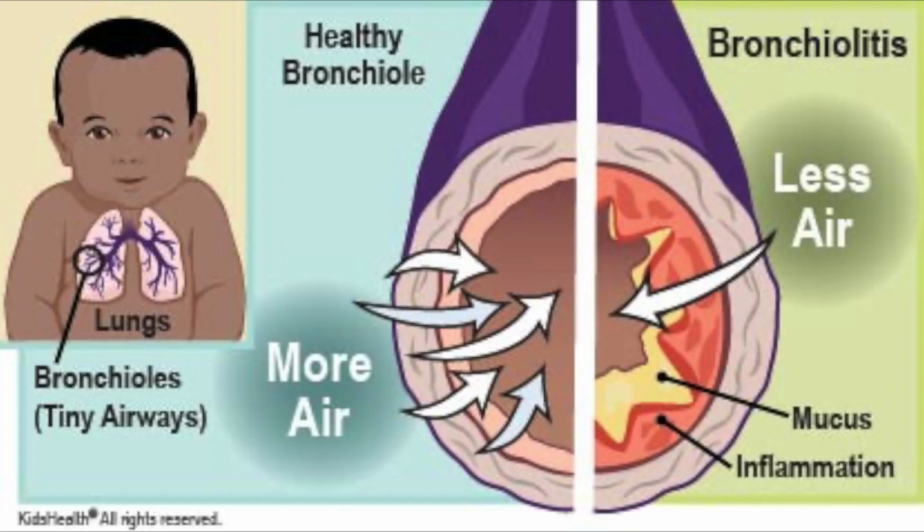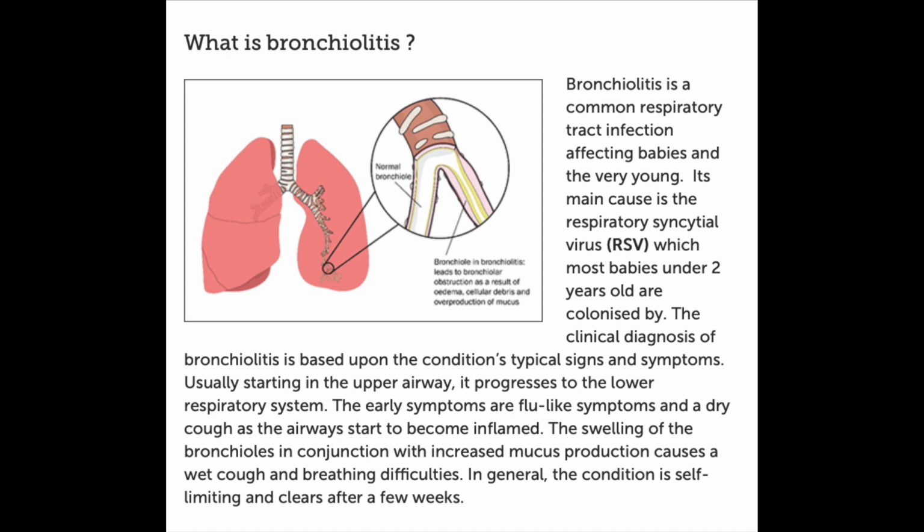Usually, starting in the upper airway, it progresses to the lower respiratory system. The early symptoms are flu-like symptoms and a dry cough. As the airways start to become inflamed, the swelling of the bronchioles in conjunction with increased mucus production causes a wet cough and breathing difficulties. In general, the condition is self-limiting and clears after a few weeks.